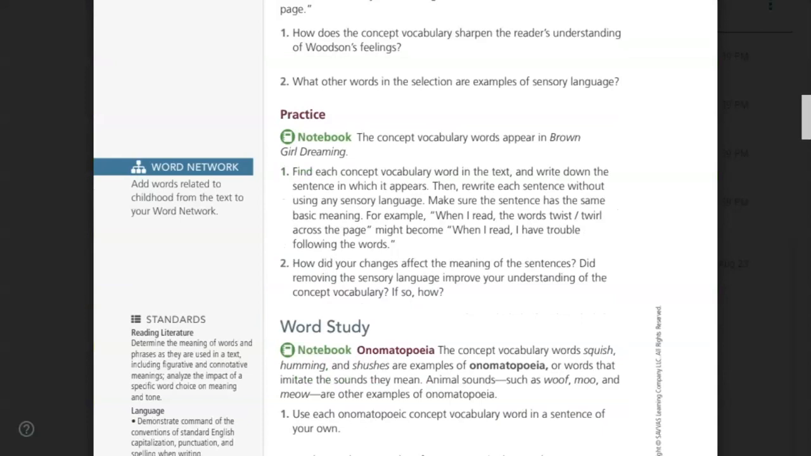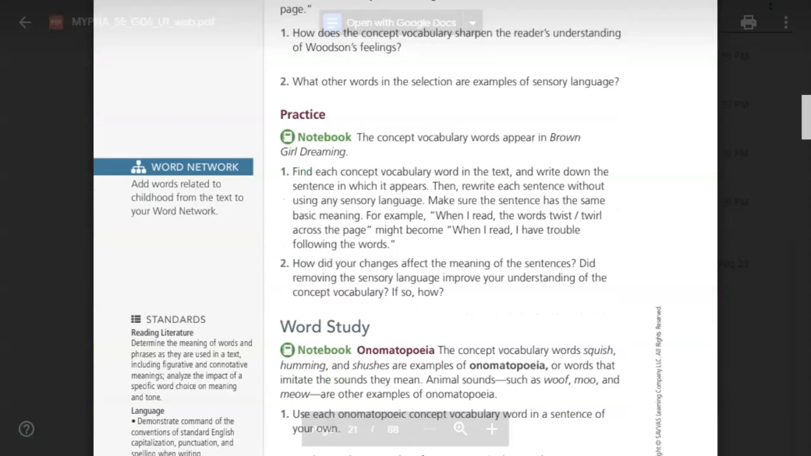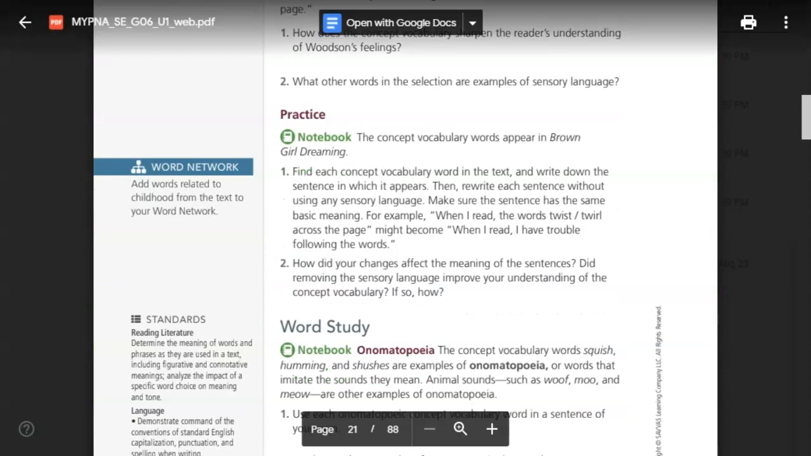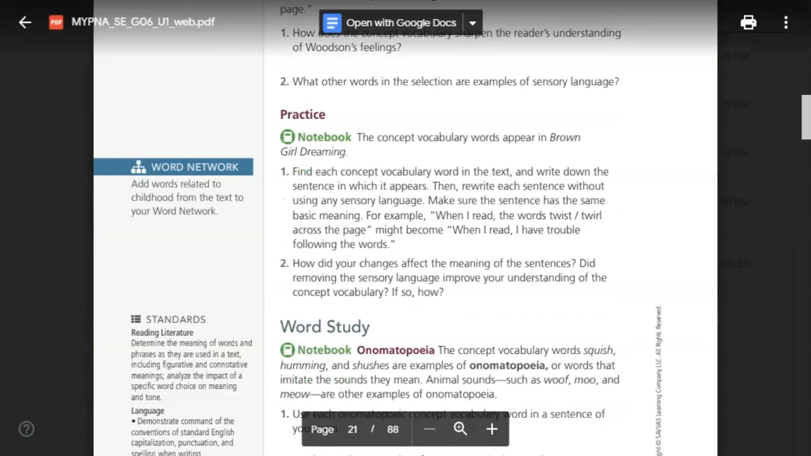For example, when I read, the words twist and twirl across the page might become, when I read, I have trouble following the words. Right? They have the same meaning, but check out how different that feels when you read those two, right? So how did your changes affect the meaning of the sentences? Did removing the sensory language improve your understanding of the concept vocabulary? If so, how? So for the other concept vocabulary words, you will do this. Okay? If you have any trouble with this, let me know.